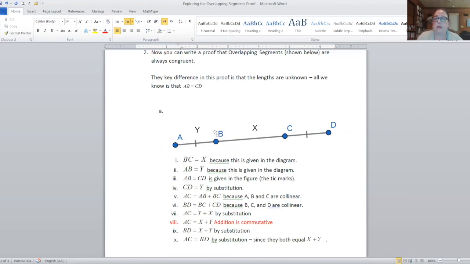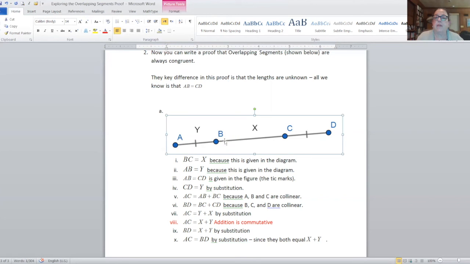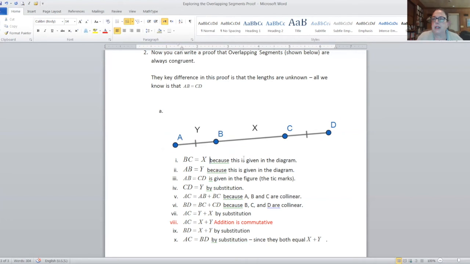We're saying the length of AB is Y because it's given in the diagram. You could have also said, let the length of AB be Y. That's this. And the length of BC in the middle here is X. And it's given in the diagram, that's why it's true. But realize X and Y could be anything.